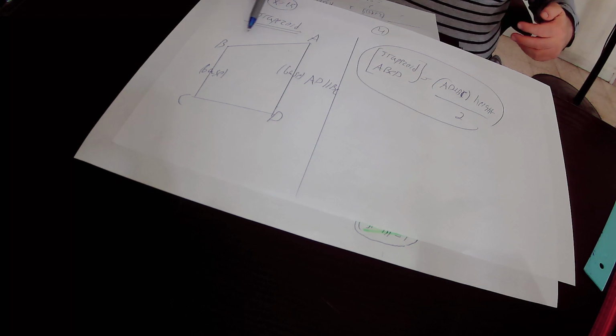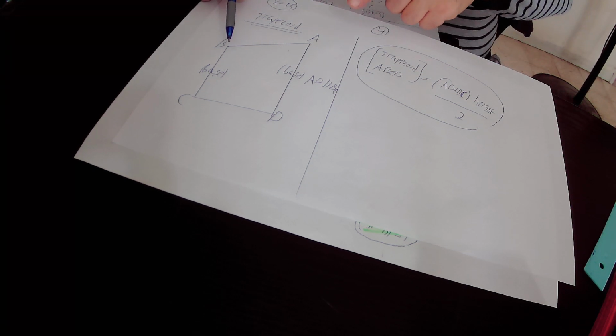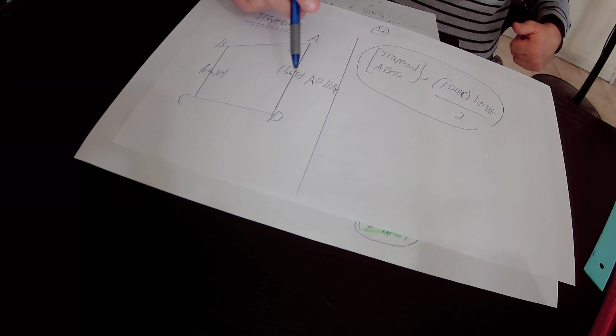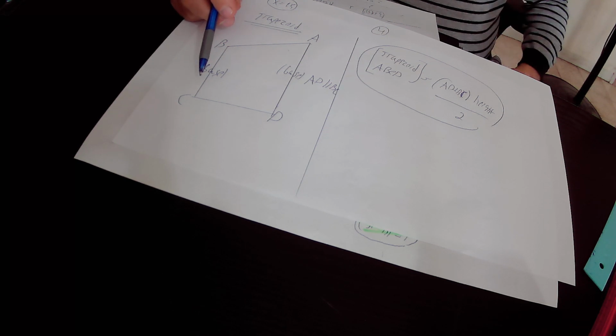What is the area of this trapezoid? Trapezoid ABCD. The area of trapezoid ABCD equals the sum of its bases. That is, the two parallel sides are defined as the bases. So AD is the first base and BC is the second base.